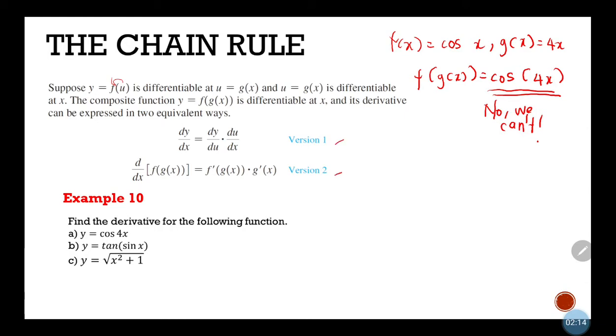The equation is here. There are two types of formula on how to solve this kind of composite function equation, and for today we're going to learn both methods.